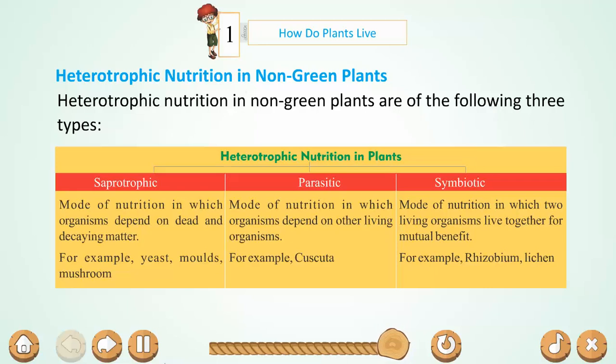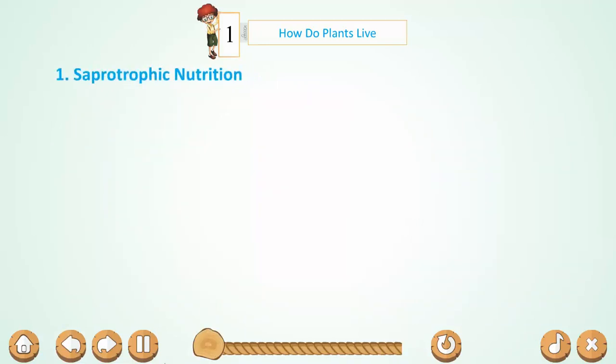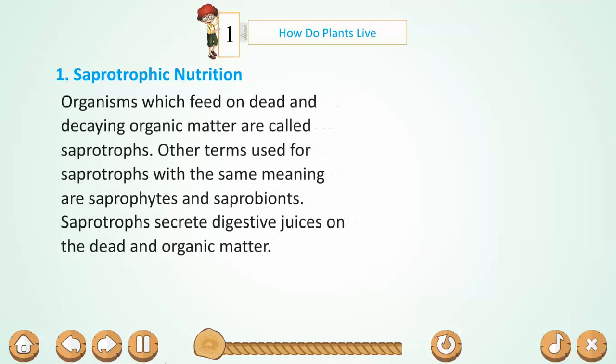Parasitic: mode of nutrition in which organisms depend on other living organisms. For example, Cuscuta. Symbiotic: mode of nutrition in which two living organisms live together for their mutual benefit. For example, Rhizobium. Like, first, saprotrophic nutrition.